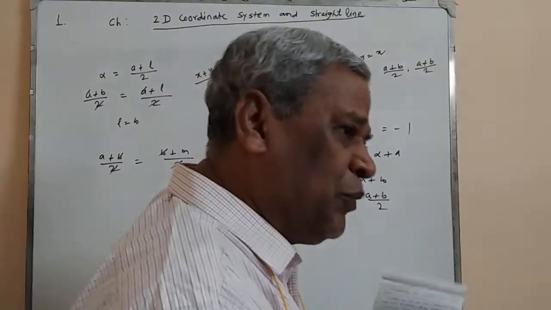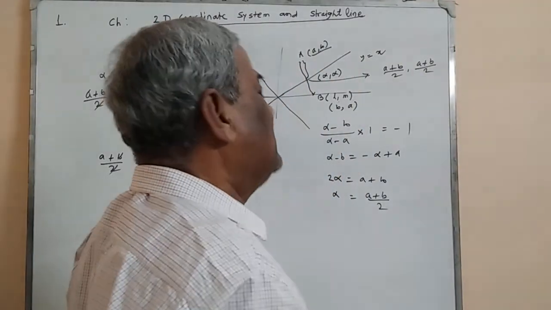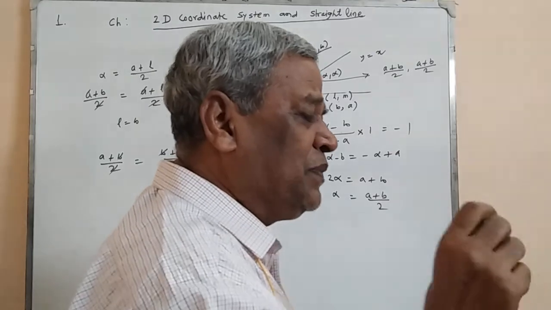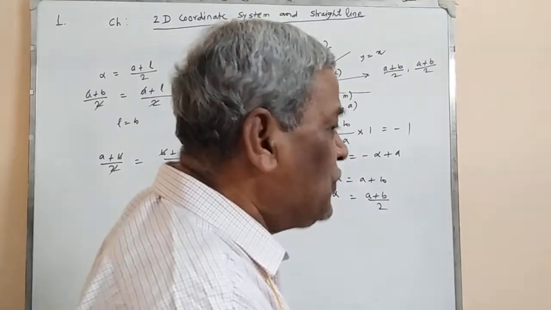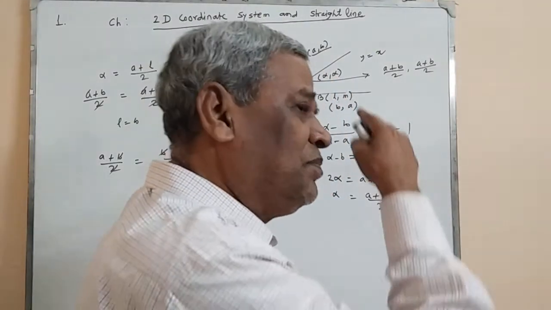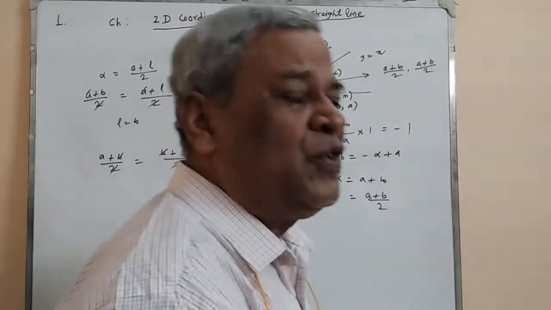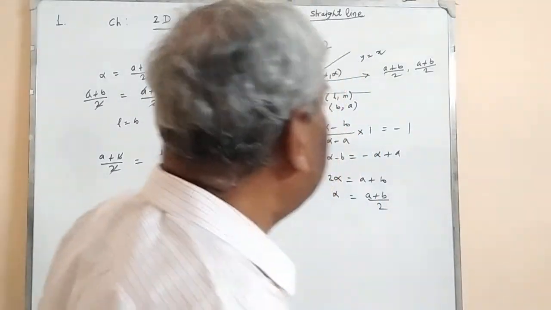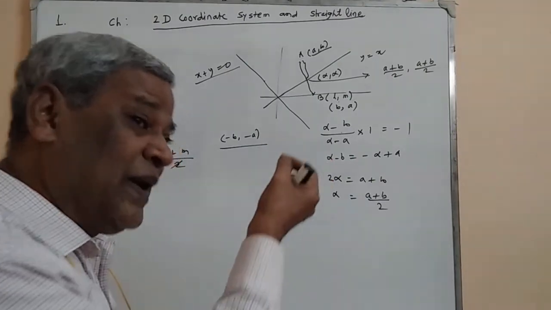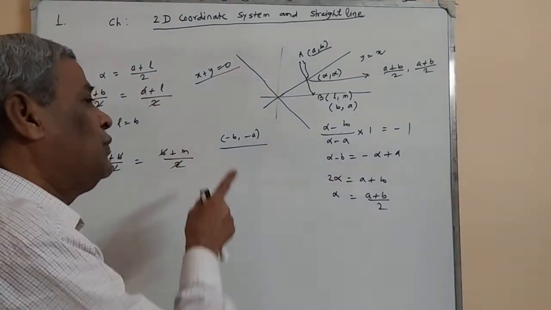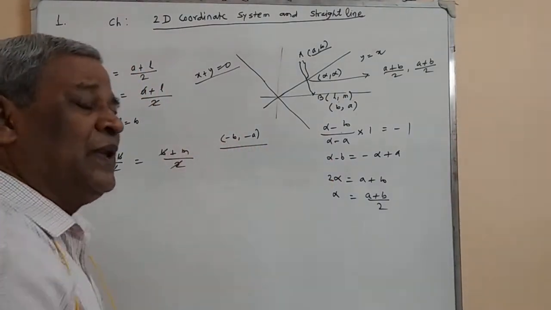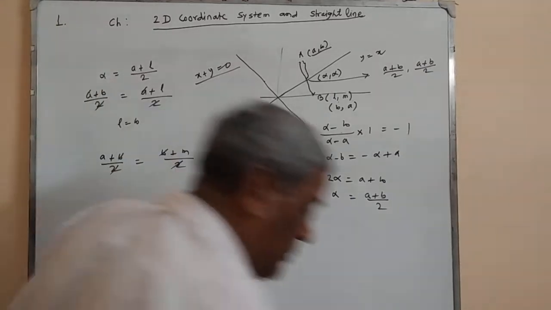Some problems will be like that. Suppose A (5, 3) is the image point with respect to y is equal to x or x is equal to y or something like that. At once, from memory, you can write it without a lot of calculation. It will save time.